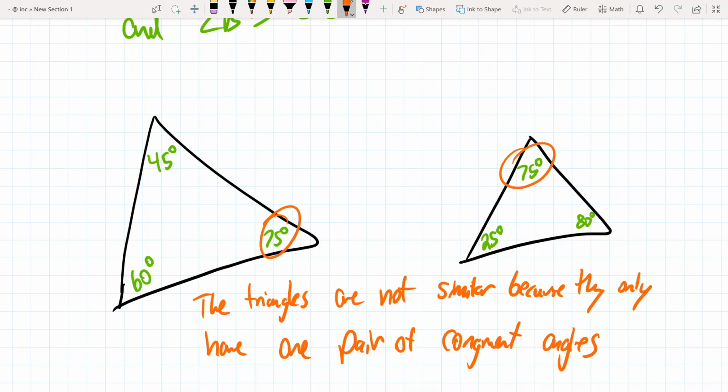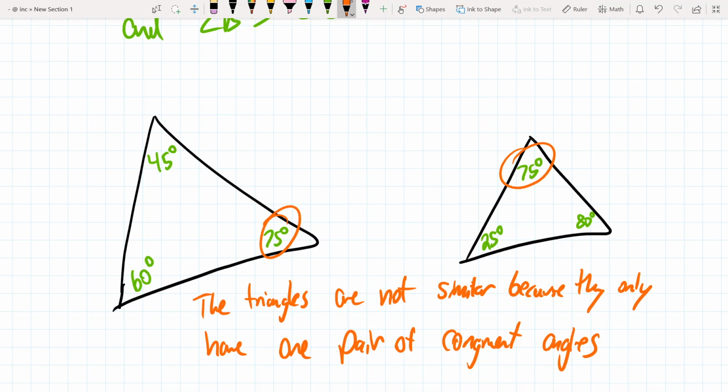So basically what you're doing with all of these problems is you're looking at the triangles, you're comparing the angles, and you're trying to see, do they have at least two pairs of congruent angles? If they have two pairs, they are going to have all three. Therefore, they are similar. If they don't have two pairs, then they're not the same shape, and therefore they are not similar.